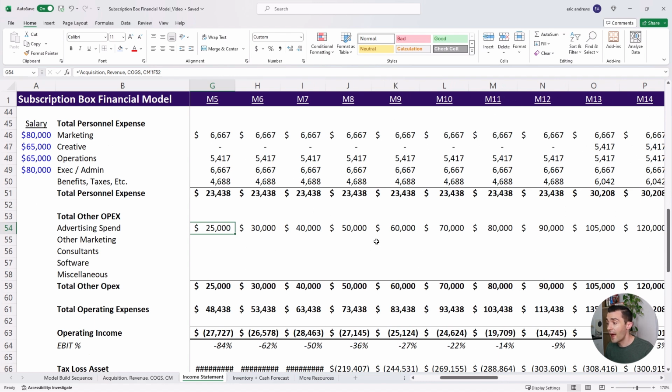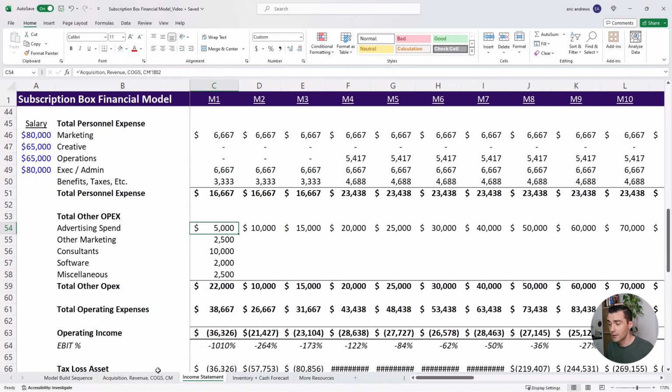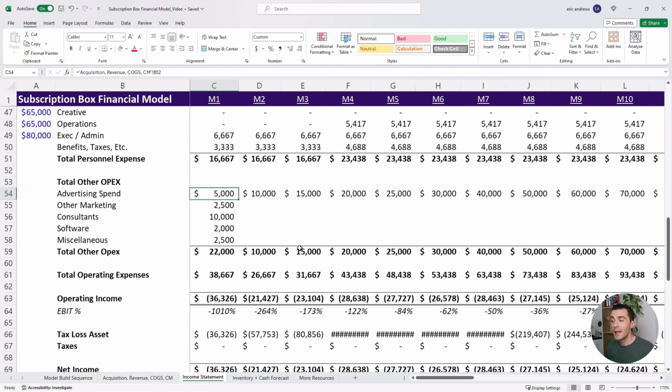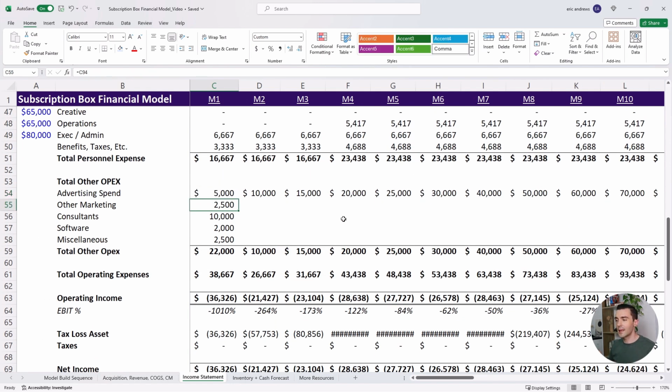So now we have the ad spend. We already linked it in from our customer acquisition tab, which we put in as an assumption in part 1. And now we have just the other OPEX. So I'm saying other marketing, consultants, software, miscellaneous. In a real company, you can turn this into as many rows or accounts as you want. Maybe you have legal related to a certain thing, legal related to another thing, legal related to another thing. You can have many different breakouts of every single thing, but this is the basic structure. So expand this as you see fit.